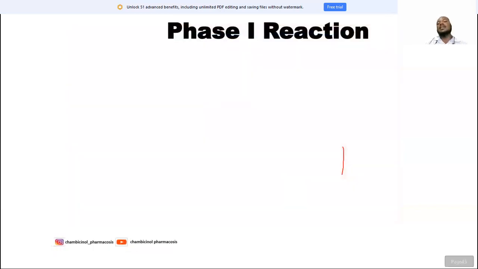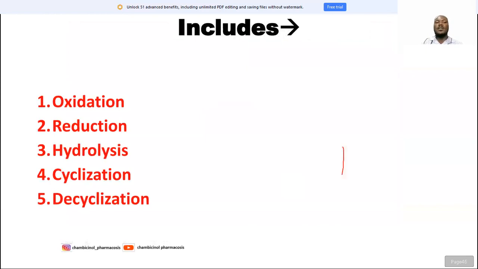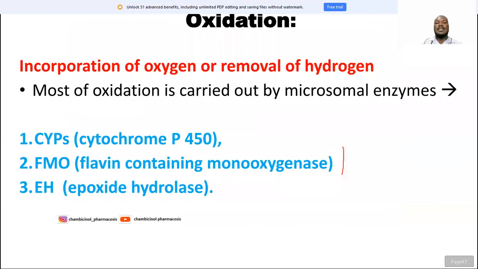So now phase 1 reactions in detail, as we have seen those five reactions of phase 1: oxidation, reduction, hydrolysis, cyclization, and decyclization.